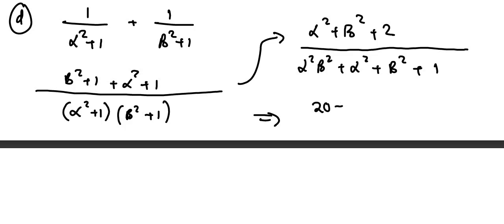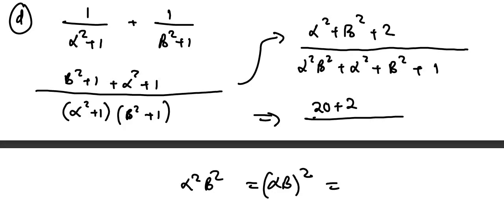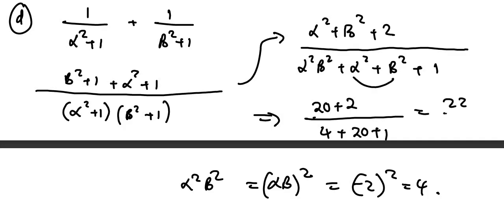You know it's a 20, then plus 2. Down where you have alpha squared and beta squared multiplying, it's the same as alpha times beta squared, right? So this is the same as -2 squared. This is just a 4. So here I'll just put a 4 plus this, you know it's a 20, then plus a 1. So this is going to be 22 over a 25. So that's what you get as your answer.